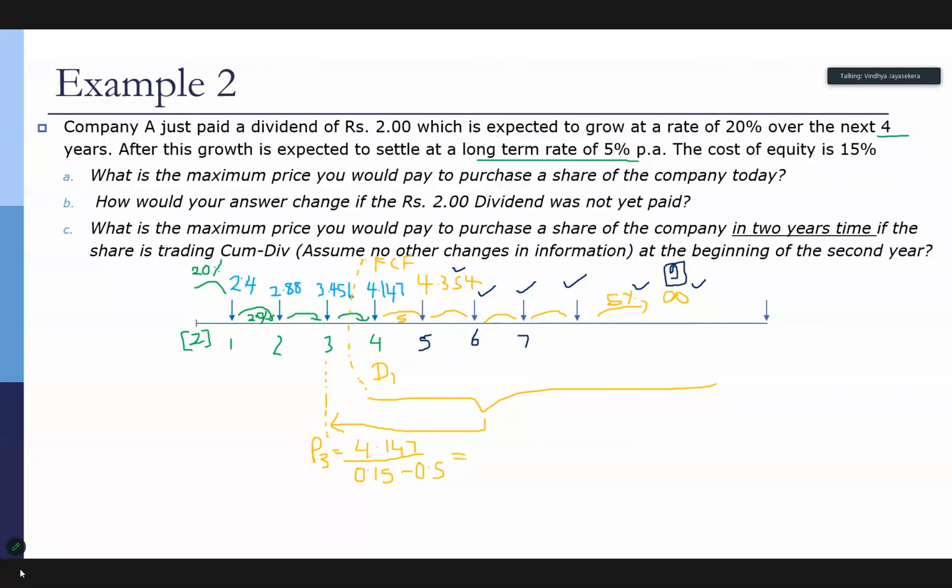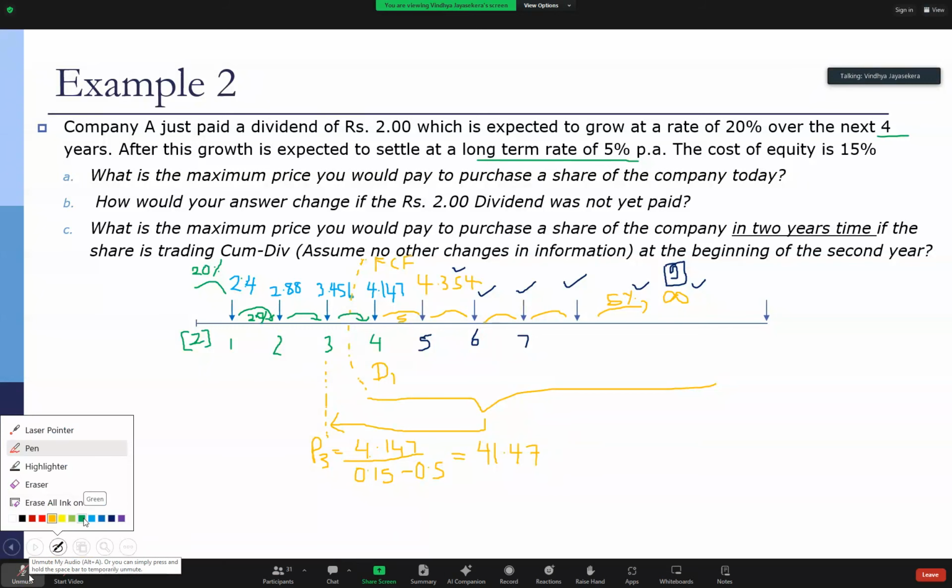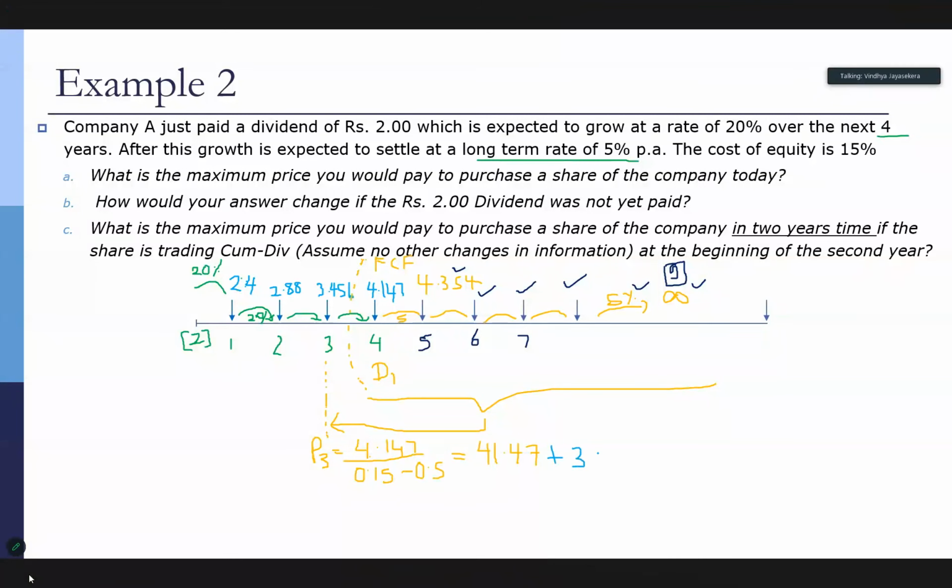So 41.47. Sarila, that's the answer you got, but that is not a complete answer. Now what's the next step? Is this actually the value of the company in year 3? So you have to now add the year 3 dividend to find the actual value of the company in year 3. So the year 3 dividend of 3.451.